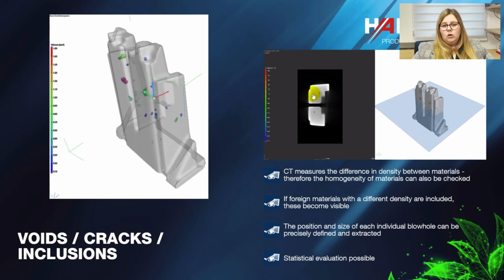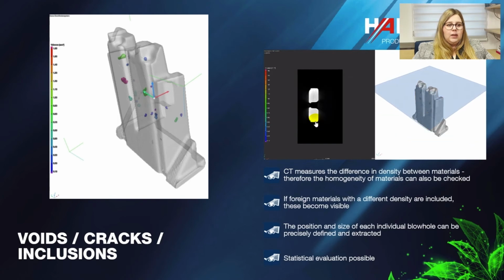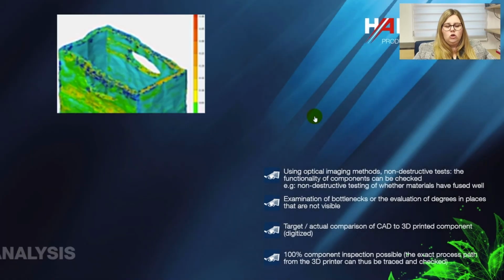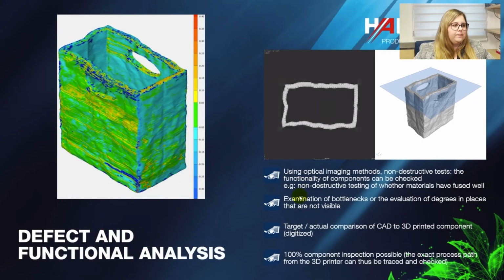So we have different materials, and materials with a higher density will be visible. In this case, this is a metal component with cavities of lower densities. And this is another example. Of course, we cannot only evaluate our metal printed components, but we can also evaluate the plastic components from the plastic printer.